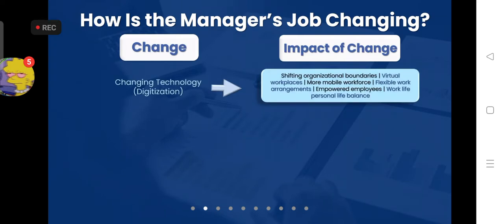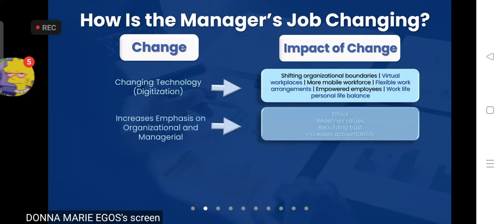So first change is digitization. Nowadays, technology keeps on improving, which makes our lives a lot easier than it was before. With these, managers adapt to the changes it brings as they shift organizational boundaries, virtual workplaces like Zoom or Google Meet, more mobile workforce, flexible work arrangements, like if the work can be done at home, they adopt a work from home arrangement. Furthermore, digitization empowered employees and there is a work and personal life balance.